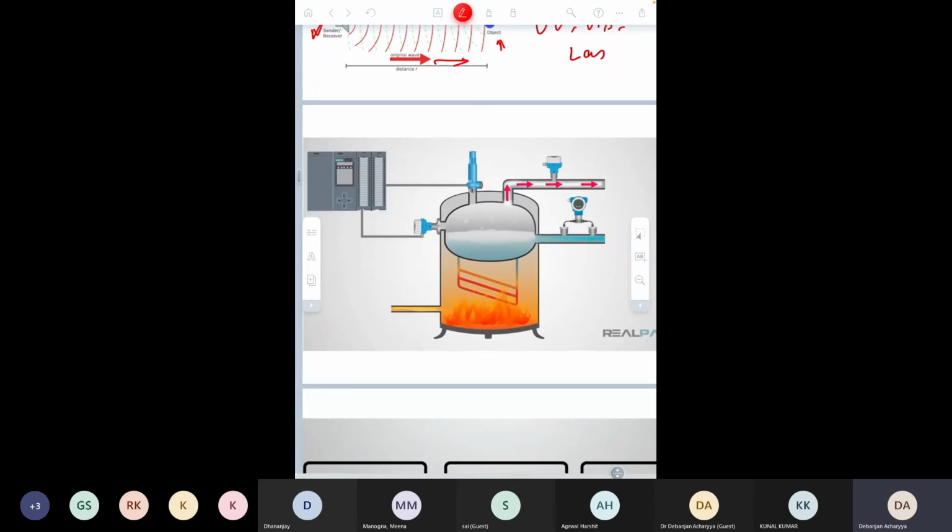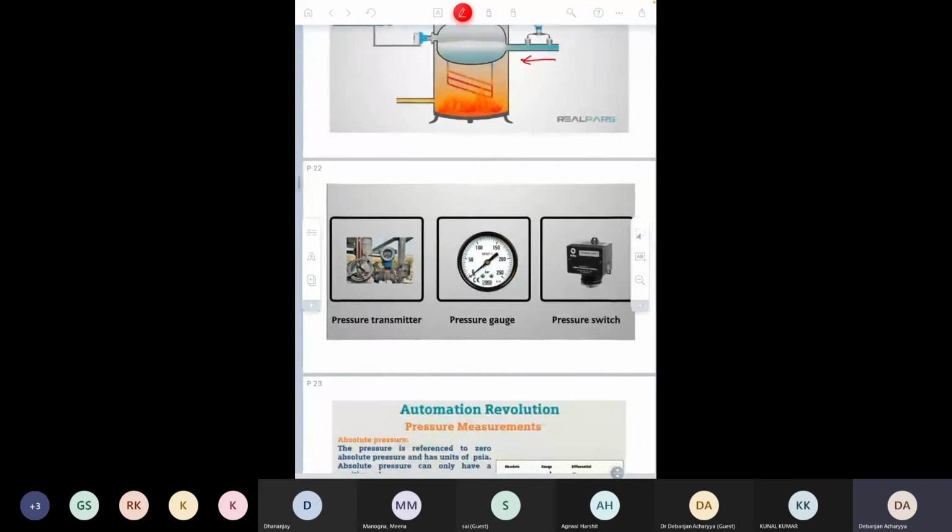Suppose you have a boiler, and there is a valve over there. This valve has to be open if the pressure inside this boiler is high, as well as the temperature. So what you have to do is measure the temperature and the pressure inside this boiler, as well as the flow of the water, and all these things. So let's start with the pressure sensor.